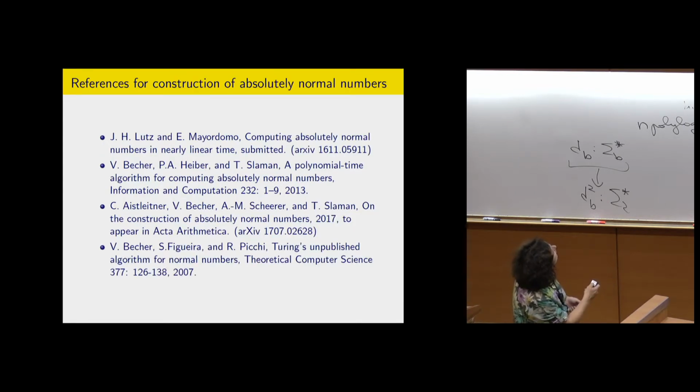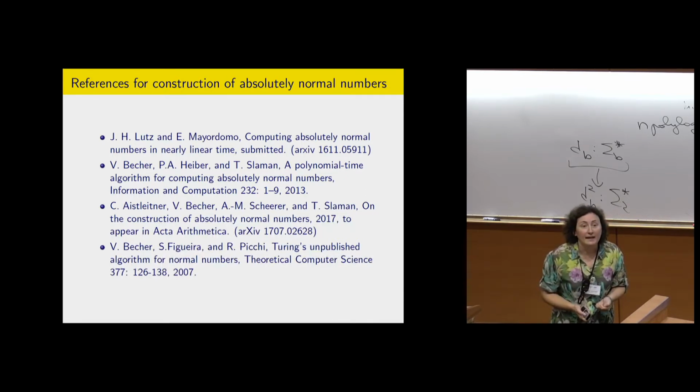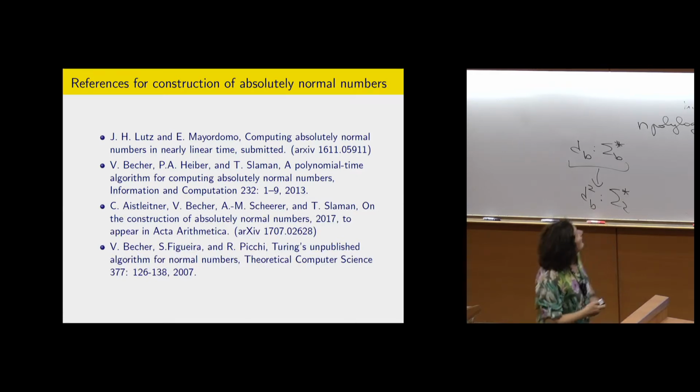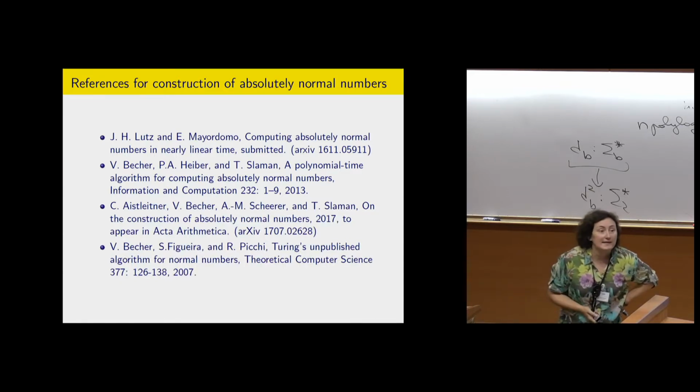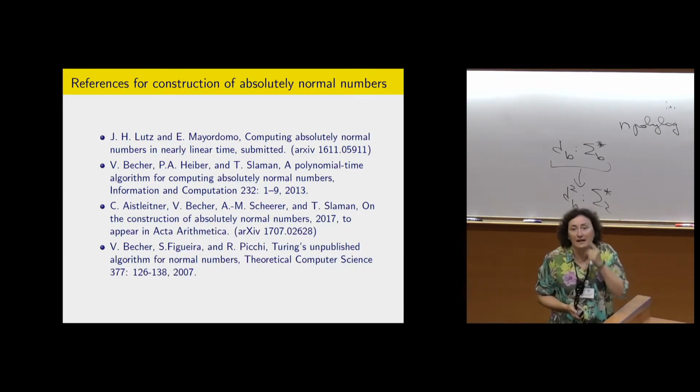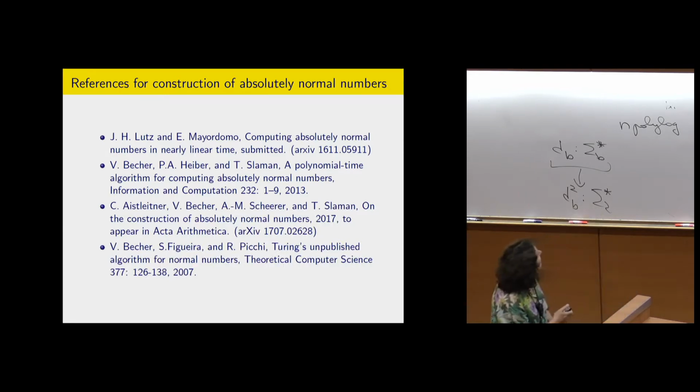Okay, so about references, this is the paper I presented. This is the previous algorithm by Becher, Heiber, and Sleiman. And this is the new one, 2017. This is the second algorithm, in which, as I told you, I think they get as low discrepancy as needed, but by paying in time. This is the paper in which they rewrite Turing's note, and they get exactly where it's correct. I mean, they get it written more readably.